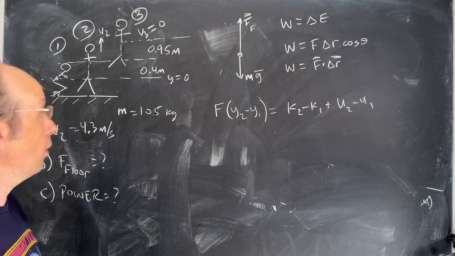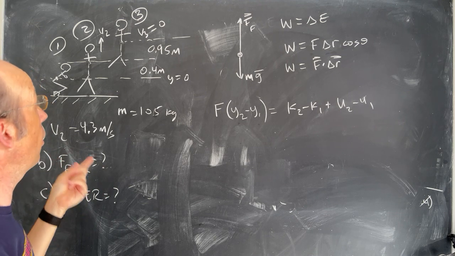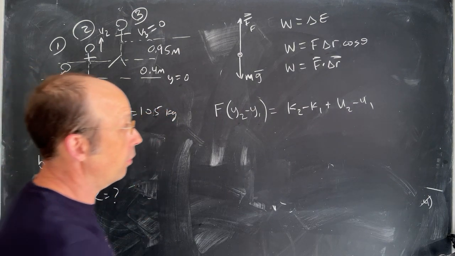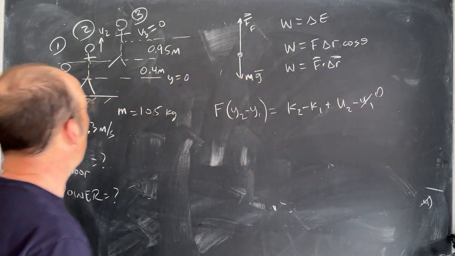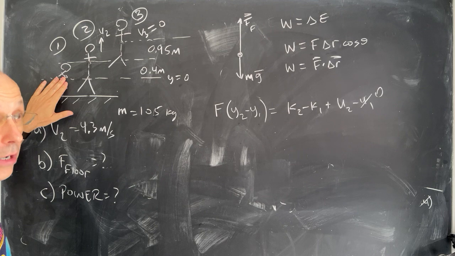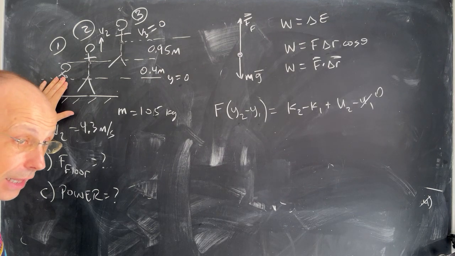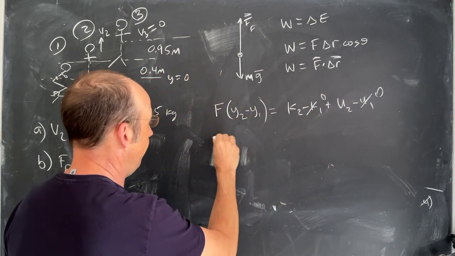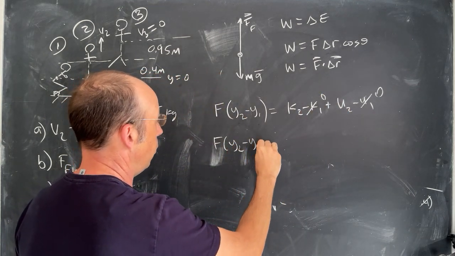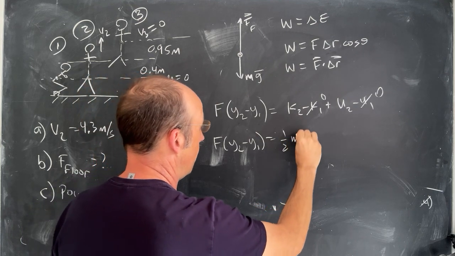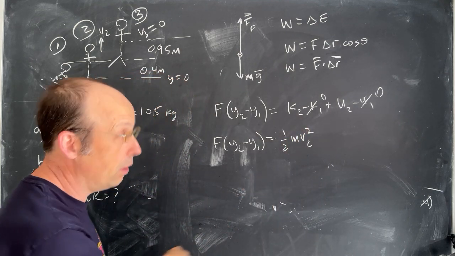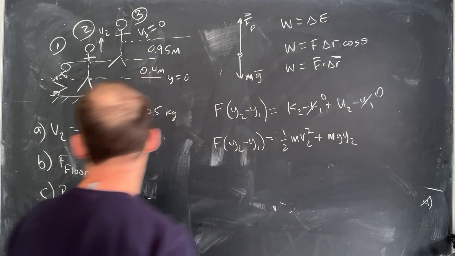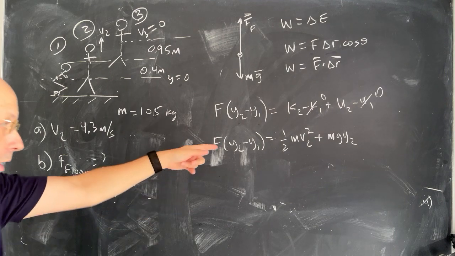Now, some of these things are zero. The way we did our y values, y1 is 0. So U1 is 0. Also, the person's going to start at rest, so the kinetic energy at that point is 0. They're not at rest up here. So now I have F times (y2 minus y1) equals K2, 1/2 m v2 squared, which I know, plus m g y2, which I know is 0.4. And I want to solve for F.